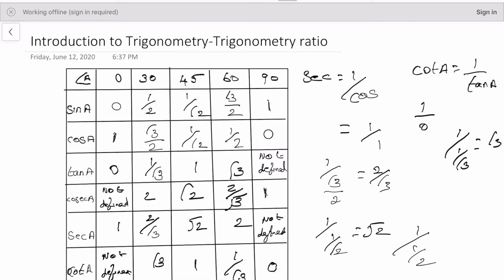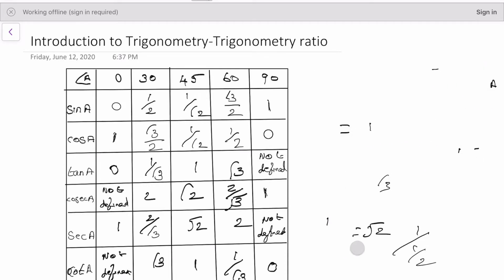I'll just give an example for 45 degree, how I got these values. See, I'll do a simple example for 45 degree so that you will be able to understand how I got this value.